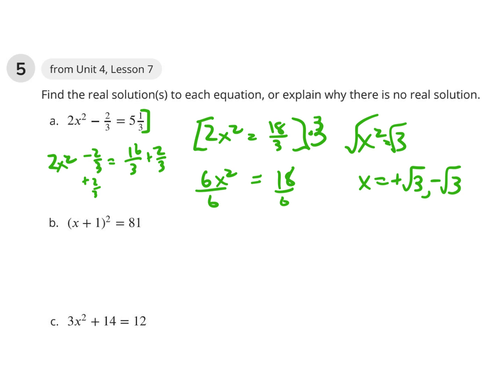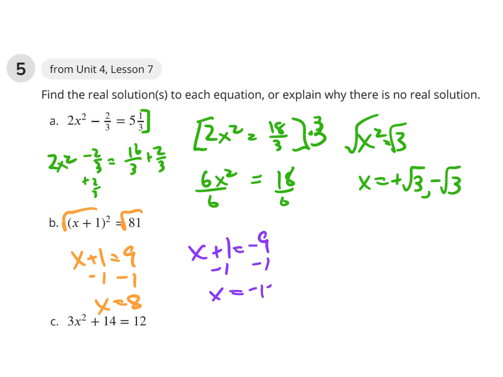Okay, so square root both sides, x plus 1 equals 9. Subtract 1, x equals 8. Or, because x plus 1 squared equals 81, x plus 1 equals 9 and -9. x plus 1 equals -9. Subtract 1, x will equal -10. Either answer is legitimate.